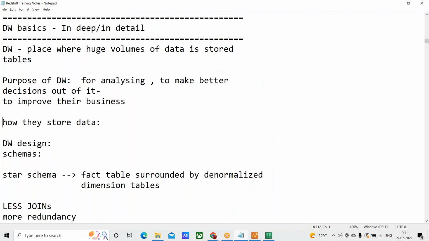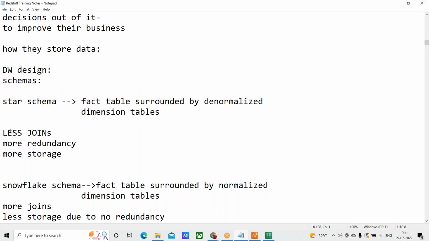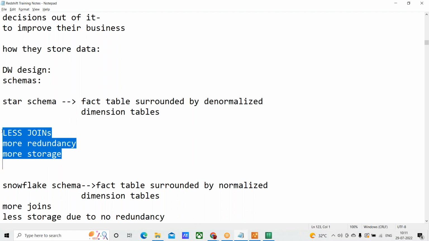In case of star schema, you will have fewer joins because you are not further dividing the dimension tables. But you will have more redundancy, so it will generally occupy more storage. You got these 3 points, Prasad? Yes, sir. Because all the data is in only one table, there is more redundancy, so it obviously occupies more storage.